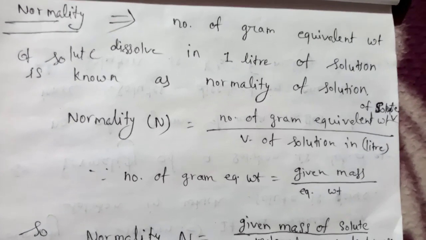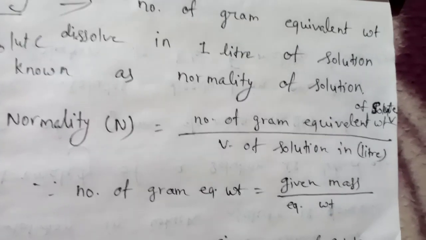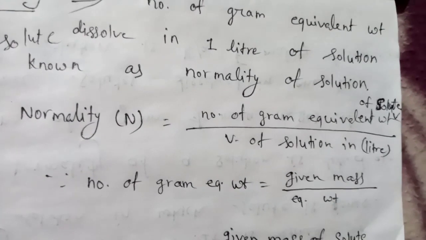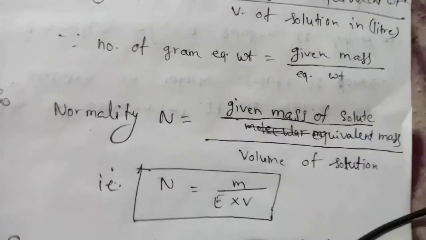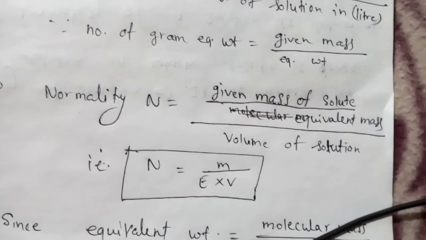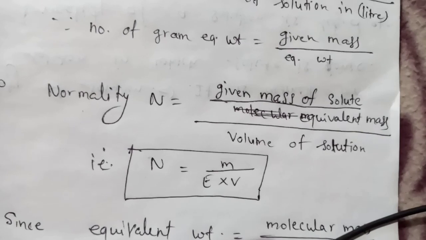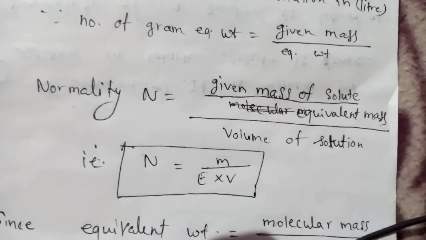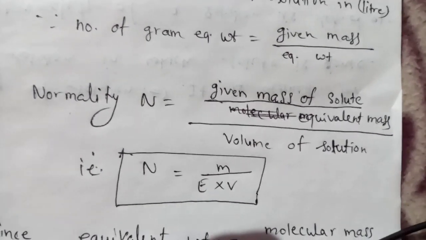The formula of normality is: normality is equal to number of gram equivalent weight of solute divided by volume of solution in liter. Since number of gram equivalent weight is equal to given mass by equivalent weight, normality N is equal to given mass of solute divided by equivalent mass of solute, whole divided by volume of solution. That is, N is equal to m by E into V. Here capital E stands for equivalent mass.